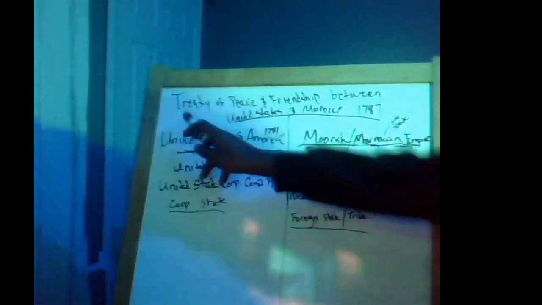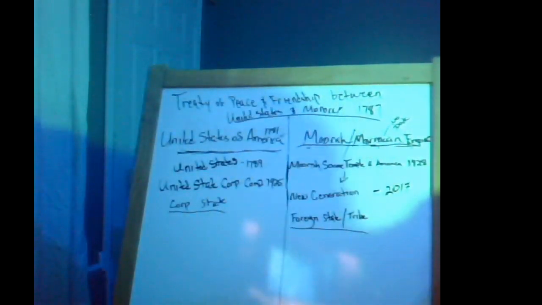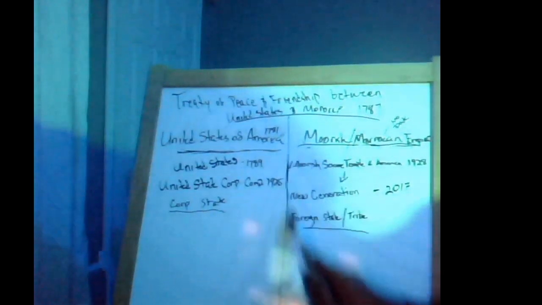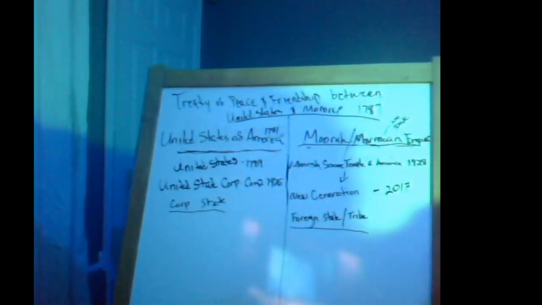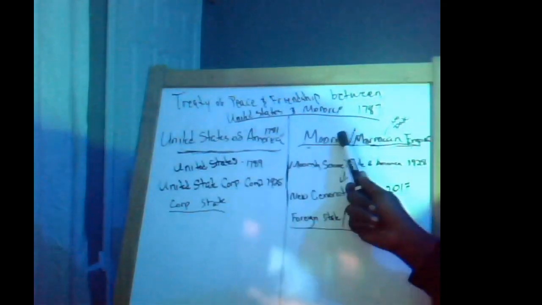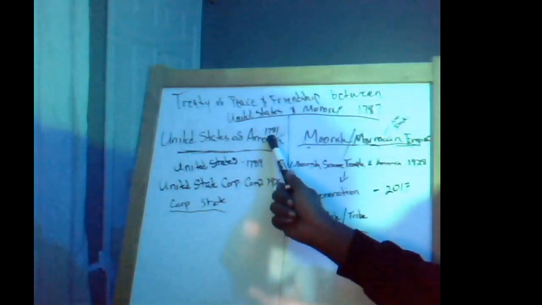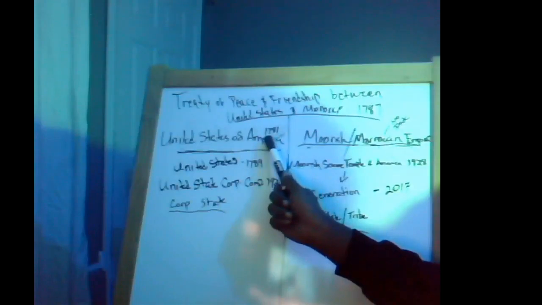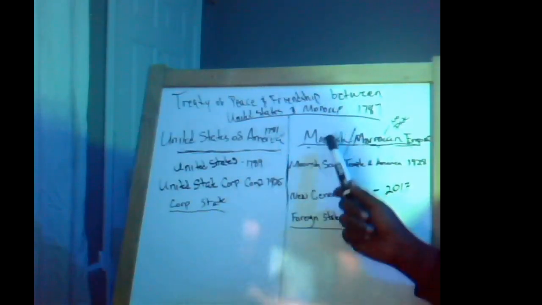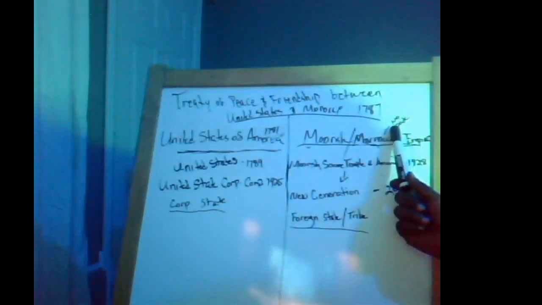So here we have the Treaty of Peace and Friendship between the United States and Morocco, 1787, right? So here we have different jurisdictions. We're drawing the line, all right? There's a treaty in place and there's two parties. One party is the United States of America, which was created in 1781 under the Articles of Confederation, okay? March 1st, 1781, to be exact. Then you have the Moorish / Moroccan Empire, which has no birth date, okay?